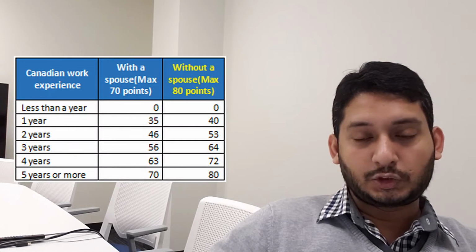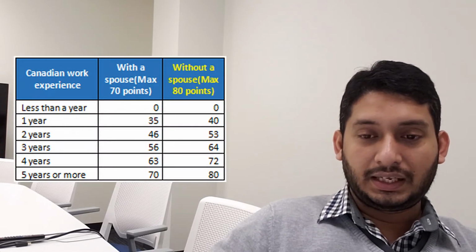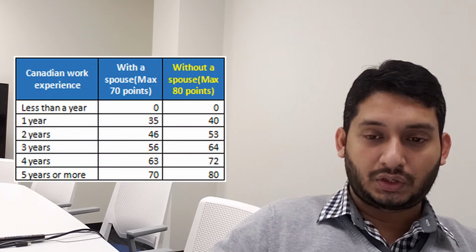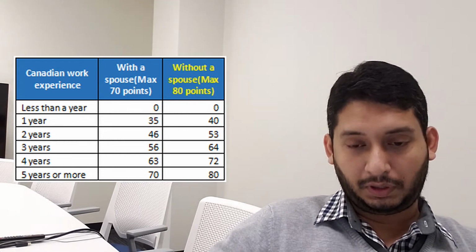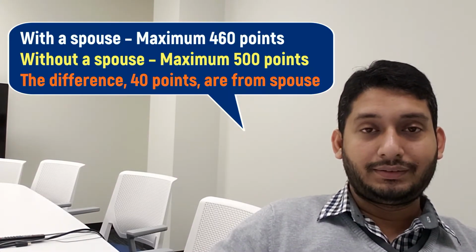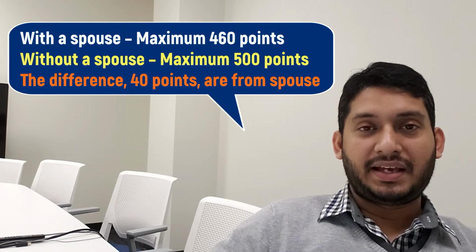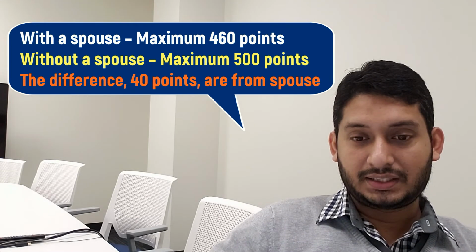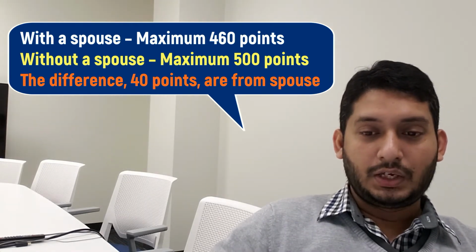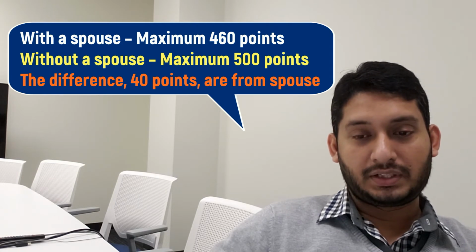Then for the Canadian experience, I'm sharing the table here, and again, that is based on with a spouse and without a spouse. Now, if you look back at all the previous tables that I have already shared, you will find that with a spouse, you are getting a maximum of 460 points, and without a spouse, you are getting a maximum of 500 points as of now.